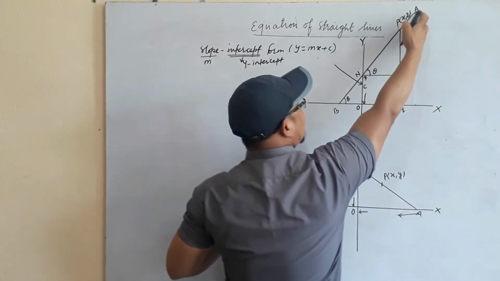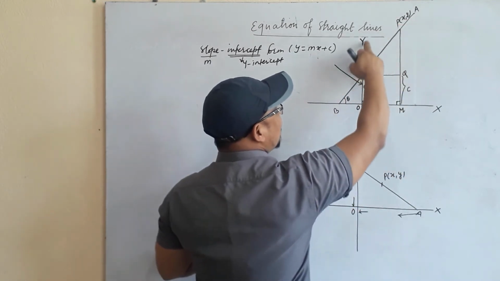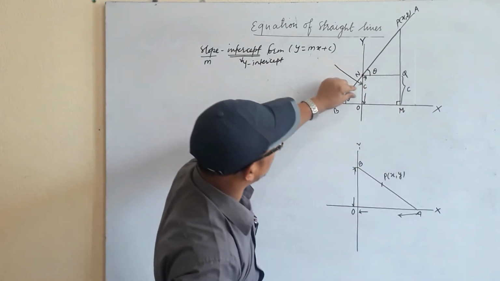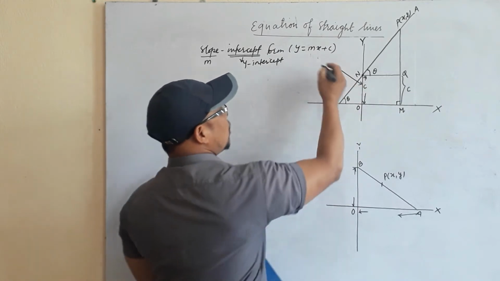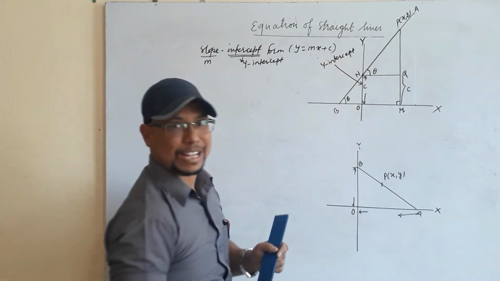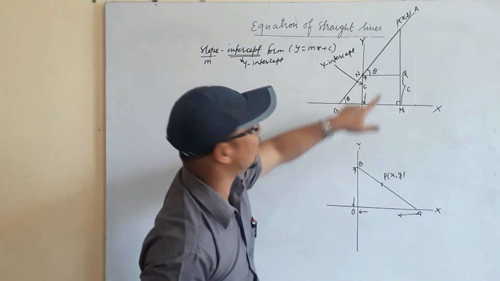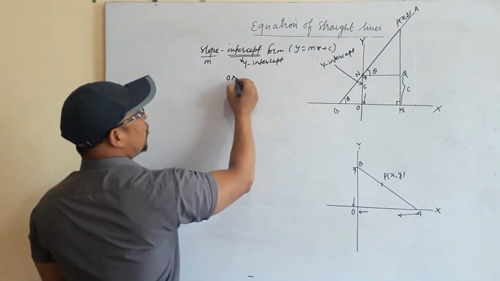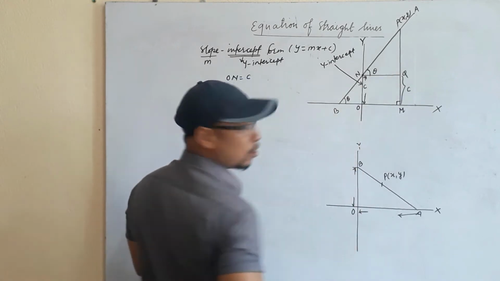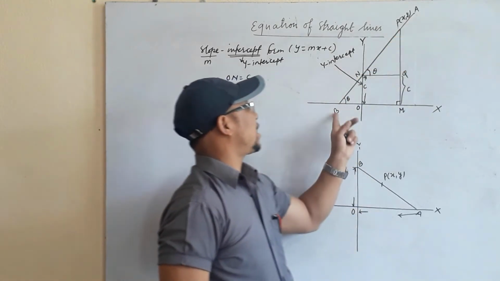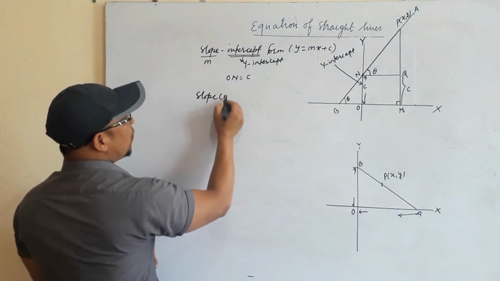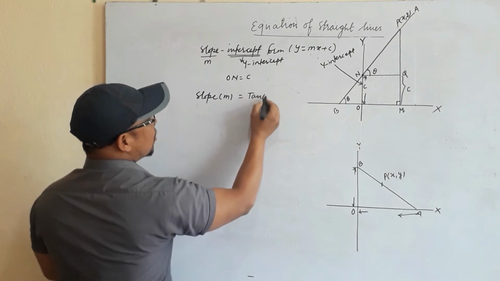And AB cuts the y-axis at N. So this ON is the y-intercept, and we denote the y-intercept by c. So the value of ON is c. And this angle is also theta, a corresponding angle. AB makes an angle theta with the positive x-axis, which means the slope of AB is m equals tan theta.